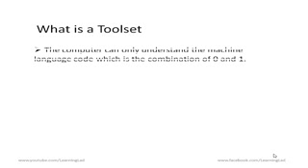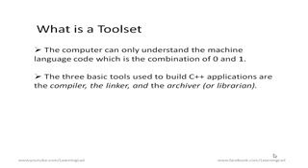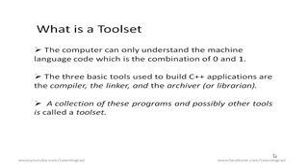Okay, let's begin. So first we're gonna see what is a toolset. The computer can only understand the machine language code, which is the combination of zeros and ones. All of you know that a computer can only execute the code written in zeros and ones. The three basic tools used to build C++ applications are the compilers, the linkers, and the archivers. So we're gonna use these three tools and convert our C++ source file to an executable one which we can execute. A collection of these programs and possibly other tools is called a toolset. Or we can say that the combination of the compilers, the linkers, and archivers together is called a toolset.